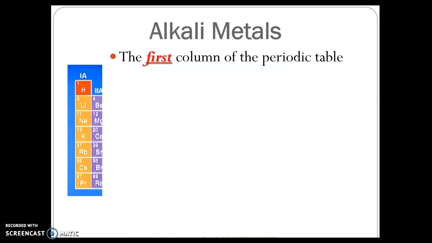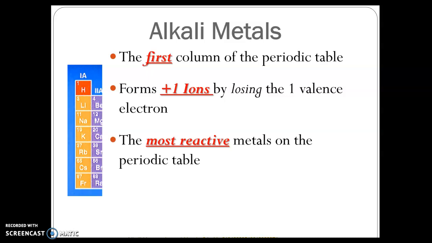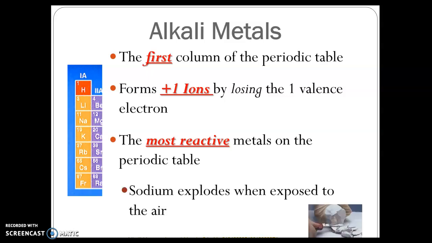Your alkali metals specifically are the first column of the periodic table here in orange, except for hydrogen there, which is a gas. They form +1 ions by losing the one valence electron. They are the most reactive metals on the periodic table. For example, sodium in its elemental form will explode when it's exposed to air.